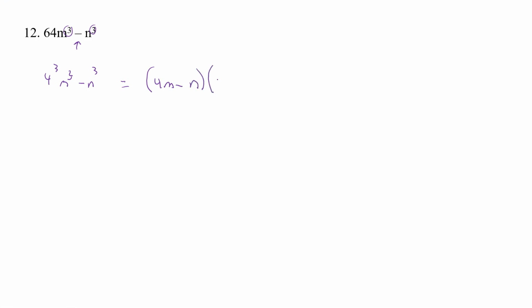Then we'll square that first term, so that's going to be 16m squared. Now we have to have the opposite sign, so plus 4m times n is 4mn. Then plus the n squared.